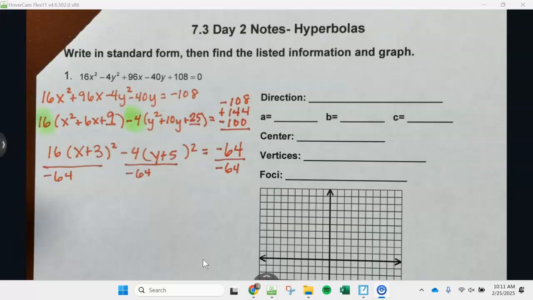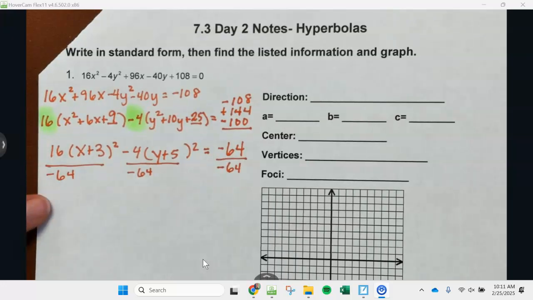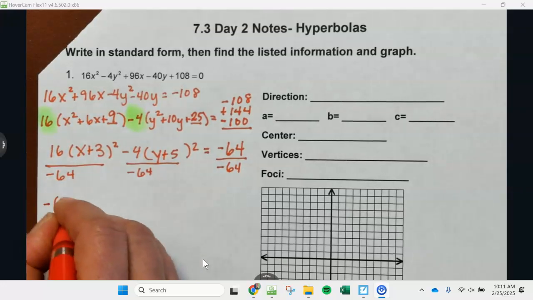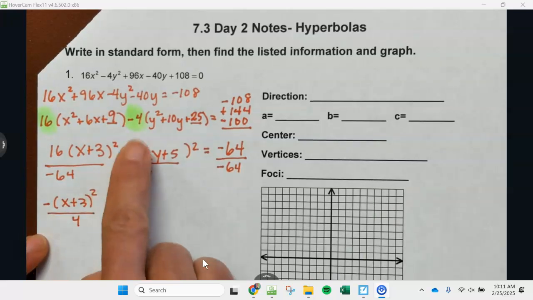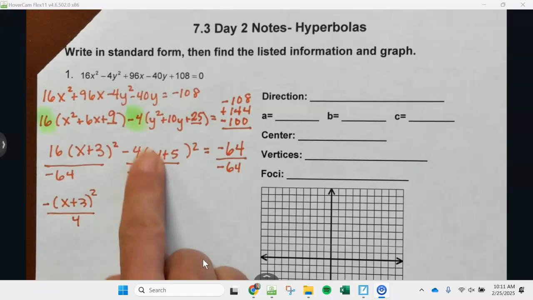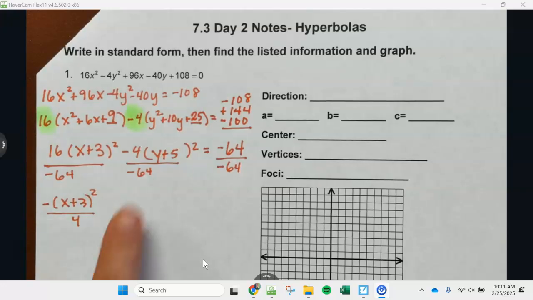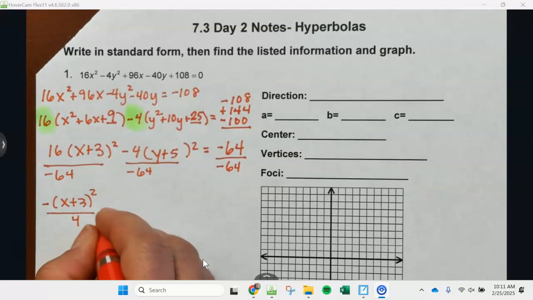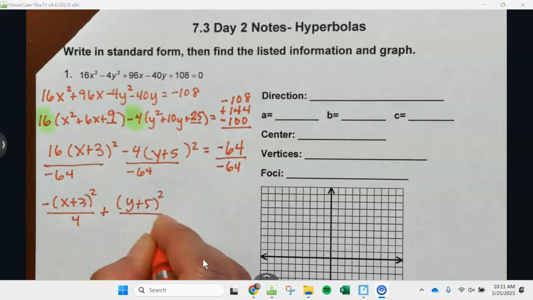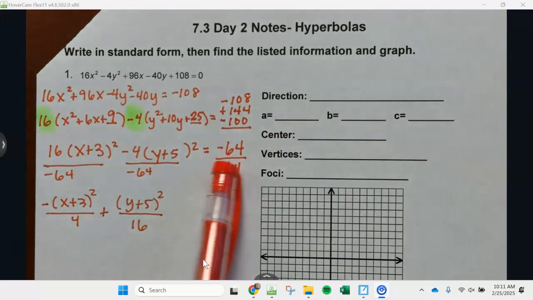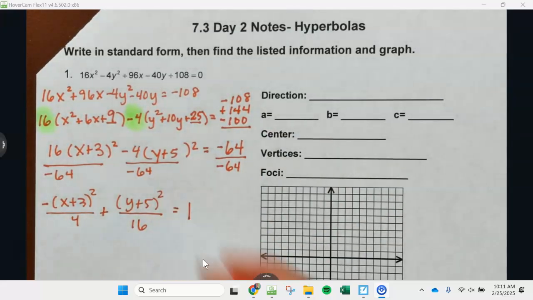Positive 16 divided by negative 64. This is a negative 1/4 right here. So this fraction turns negative. So negative x plus 3 squared over 4. And then, y'all, negative 4 divided by negative 64, this is going to turn into a positive fraction. 4 over 64 is 1/16, but it's positive now. So it's going to be plus y plus 5 squared on top over 16. And of course, anything divided by itself is always a positive 1.